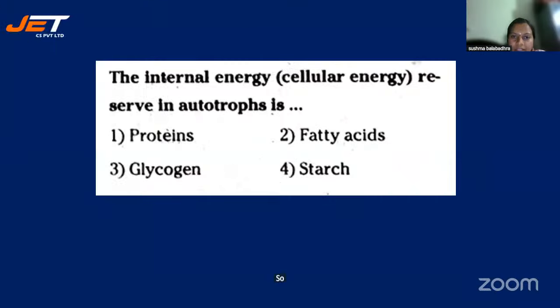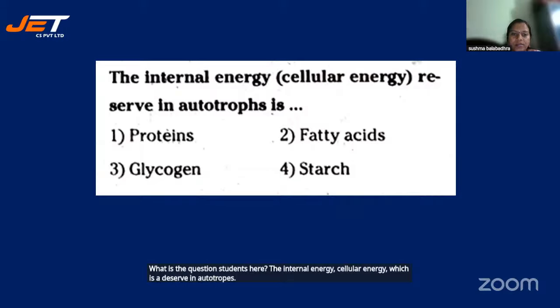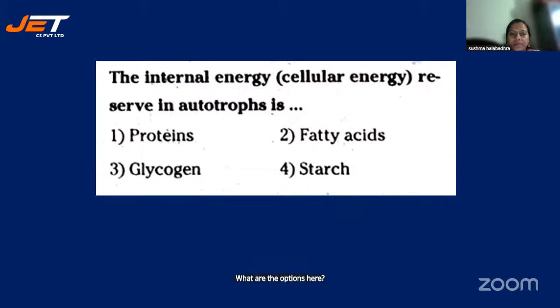So here is the question. Students, listen carefully. The internal energy, cellular energy, which is reserved in autotrophs. What are the options here? Proteins, fatty acids, glycogen, starch.